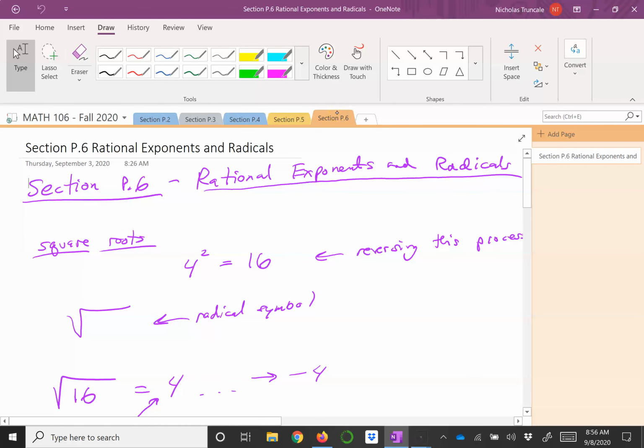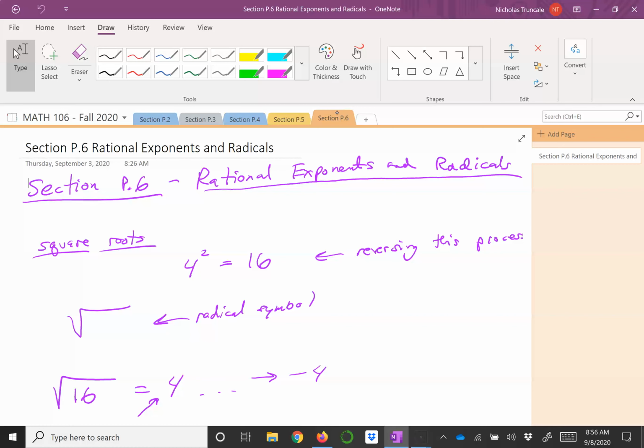So let's move right along and continue in P6. I'll review what we've done so far. This is the last P section, the last section for the exam next Tuesday.